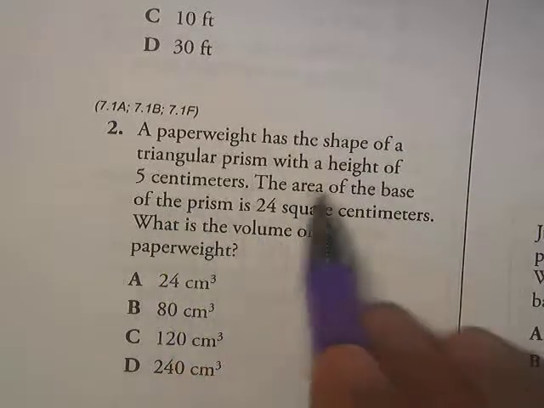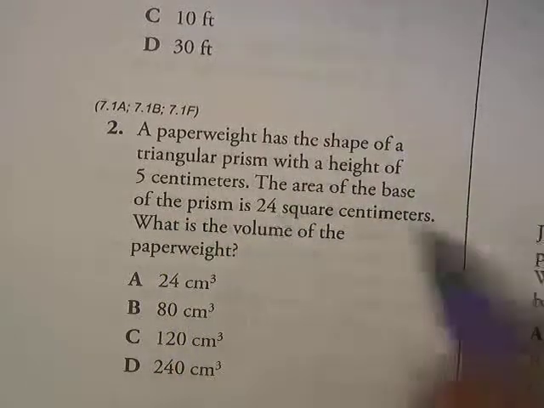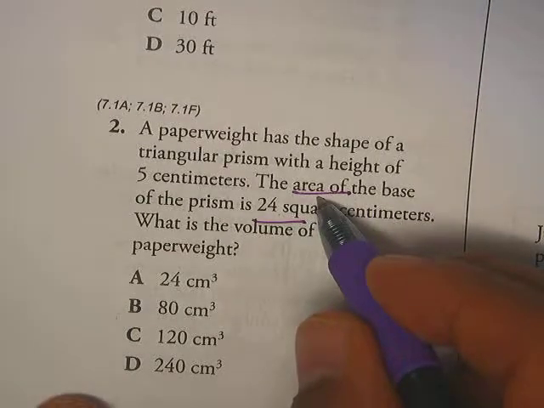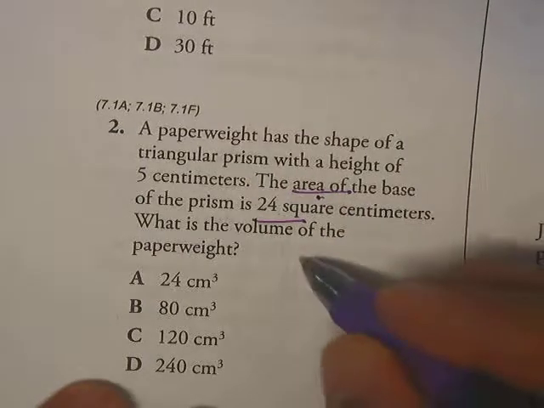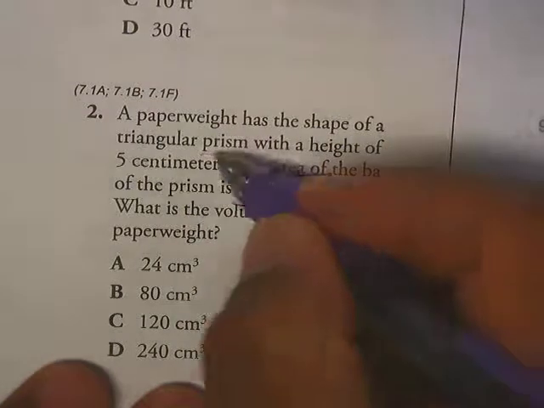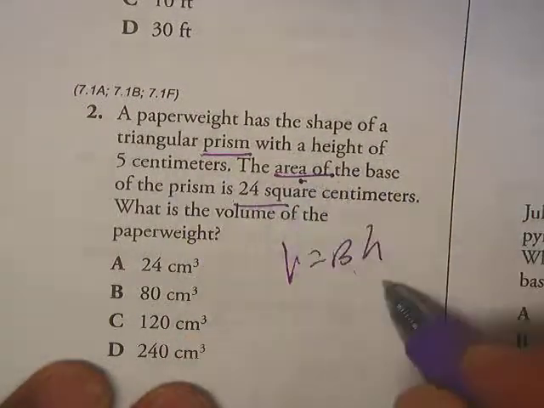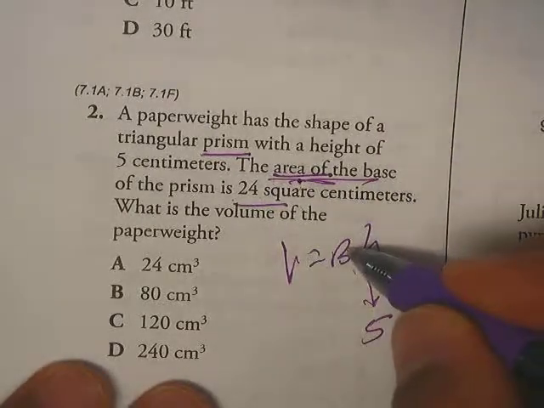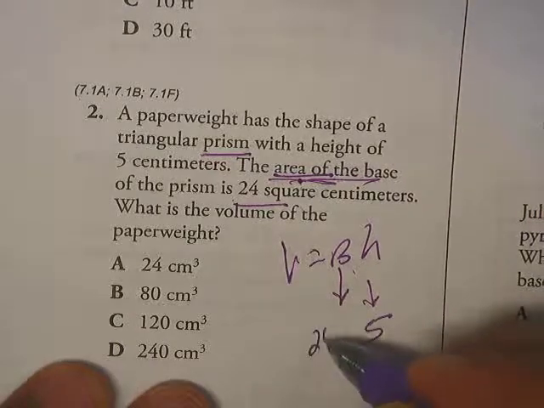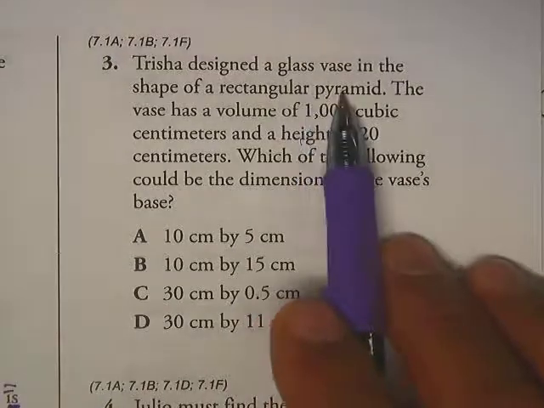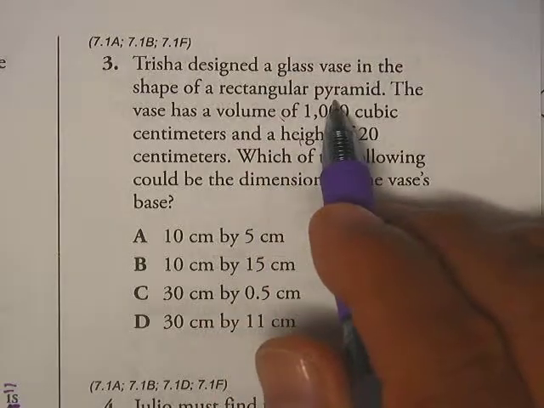Okay, figure it out. Number 2 there, a paperweight has the shape of a triangular prism with a height of 5 centimeters. The area of the base of the prism is this. Okay, so it's telling you the area already. That means it's telling you the capital B. And so it has the shape of a triangular prism. So we're going to use this. We don't divide by 3 because it's a prism. But they're telling you that the height is 5, so that's 5. And they're telling you the area of the base. Well, the capital B stands for the area of the base. So they're telling you that. And so that's all you got to figure out.